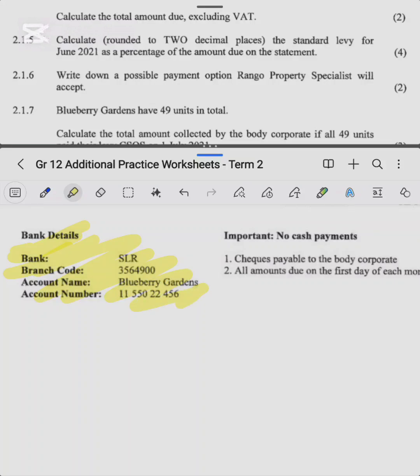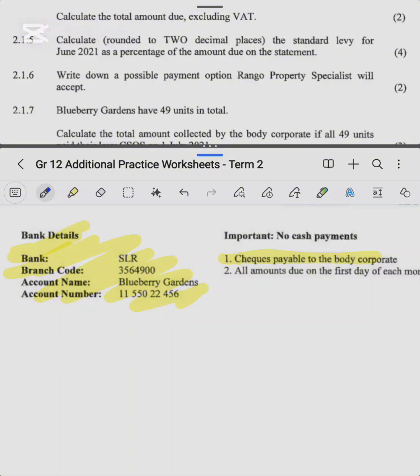And they also tell us over here, checks may be payable to body corporate, so that implies that we can do a check. And importantly here, they do tell us no cash payment, so we can't use cash. For the purposes of the question, they say a possible payment option, so you could have used either checks or bank payments. Direct bank payments would have also been accepted. Given they say a possible payment, you only list one. If they had said write down the possible payment options, implying multiples, then you would need to state more than one to get the marks.